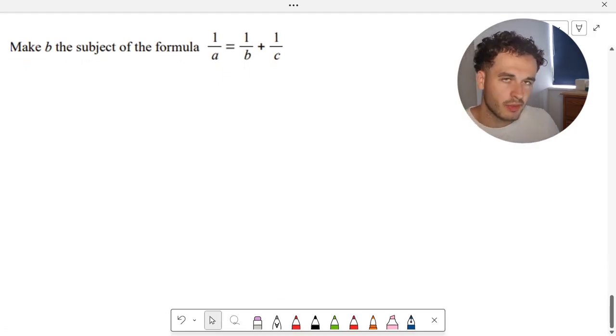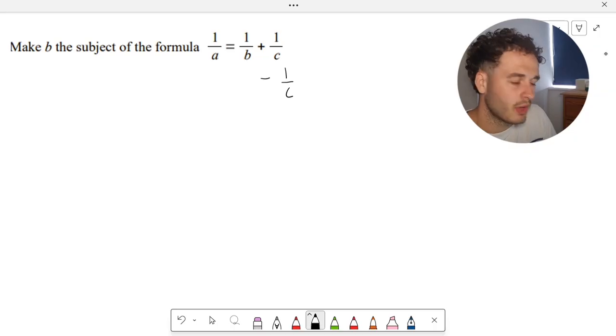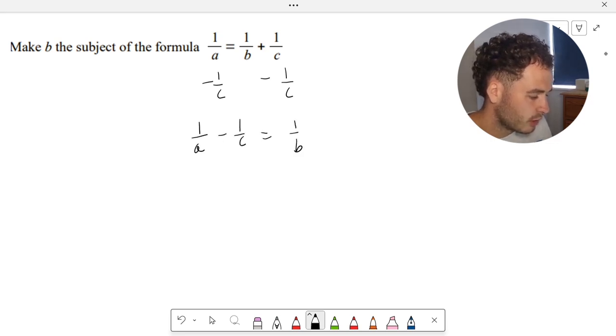Okay, the final one that I want to have a look at is this one. And it looks a little bit nasty. We need to get b as the subject of the formula, but it's actually not that bad at all, because all we need to do first, well, we've got plus 1 over c. So how do we get rid of plus 1 over c? We take away 1 over c from both sides of the equation. So we have now 1 over a minus 1 over c equals 1 over b.